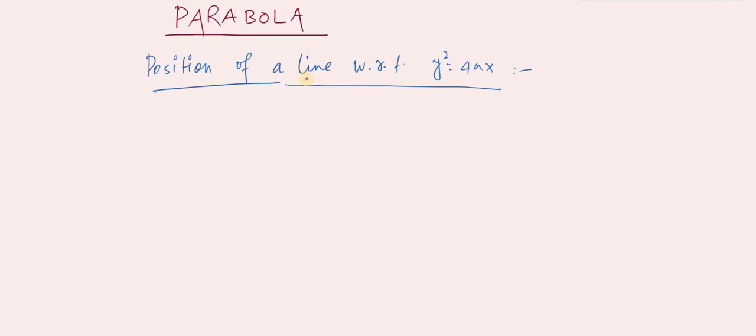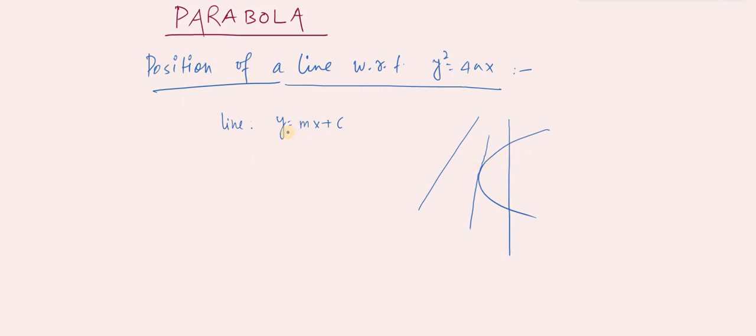to 4ax. Consider the equation of the line to be y is equal to mx plus c, and obviously for the parabola we have y square is equal to 4ax. So there can be three positions broadly. First, the parabola does not intersect the line. Second, the line touches the parabola, or intersects at exactly one point. And the third situation may be that the line intersects the parabola at 2 points, that is, it becomes a secant of the parabola.